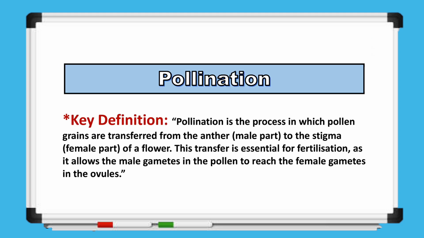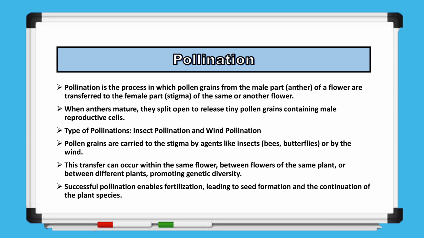Now let's look at the definition to better understand pollination. Pollination is the process in which pollen grains are transferred from the anther, the male part of the flower, to the stigma, the female part. This transfer is necessary for fertilization because it allows the male gametes in the pollen to reach the female gametes present in the ovules. So, basically, pollination is the process in which pollen grains from the male part of a flower, the anther, are transferred to the female part, the stigma, either of the same flower or another flower.